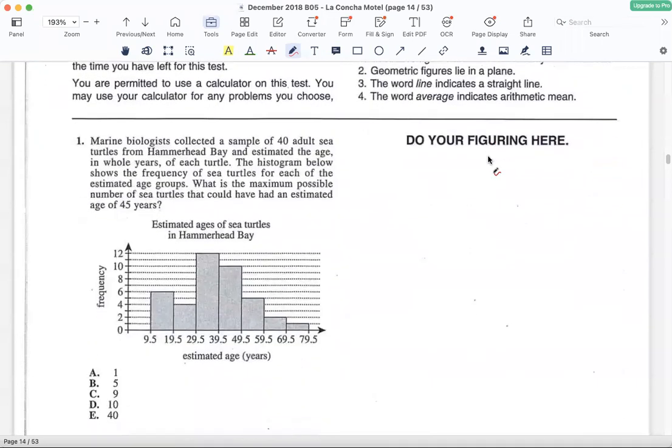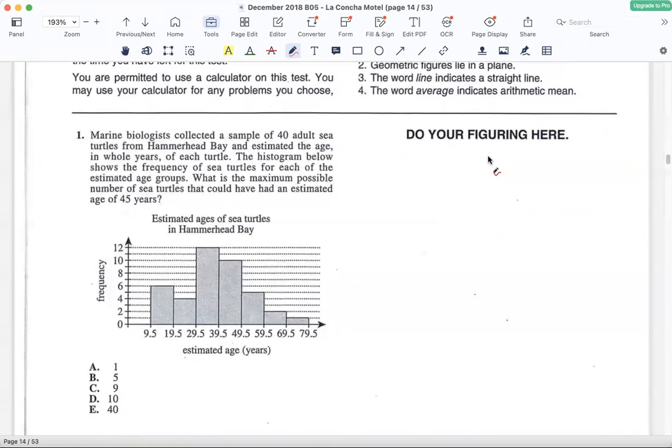So let's begin. Marine biologists collected a sample of 40 adult sea turtles from Hammerhead Bay and estimated the age in whole years of each turtle. The histogram below shows the frequency of sea turtles for each of the estimated age groups. What is the maximum possible number of sea turtles that could have had an estimated age of 45 years? Okay, so 45 years could be from 39.5 to 49.5, there is 10, right? So all 10 of those could be 45. So it's 10.